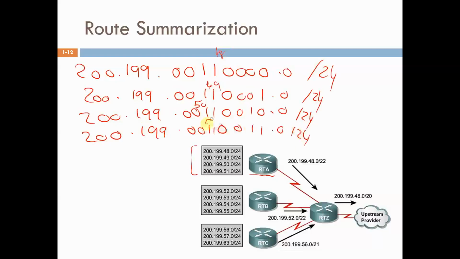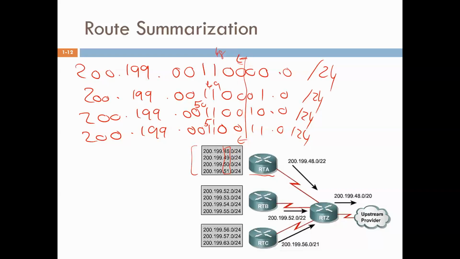200.199.0011.0/24, and this is 51. I'm just converting these four fields to binary. Now, if you look at these four entries, 48, 49, 50, and 51, you will find that up to here, the bits are the same in all four addresses. The bits are 001100. These are the same in 48, 49, 50, and 51. Only the last two bits are different.